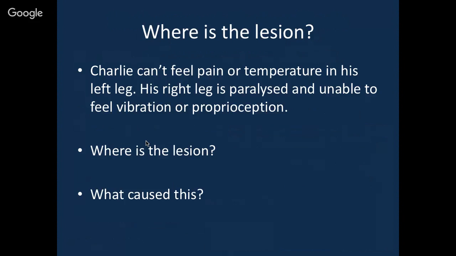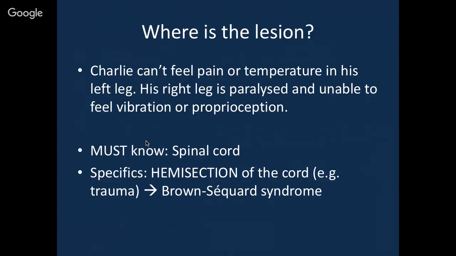Charlie can't feel pain or temperature in his left leg. His right leg is paralyzed and unable to feel vibration or proprioception. Anyone want to tell me where this is? Brainstem? Yeah, but it's only his legs. I guess the mixed signs rule isn't always true. Yep, spinal cord. Why? Because the spinothalamic decussates immediately above, whereas dorsal column and motor tracts decussate at the medulla. So they'll be giving different sides of damage. That's why you get that. This is called Brown-Séquard syndrome. So this is damage at the spinal cord. That's how much you need to know.